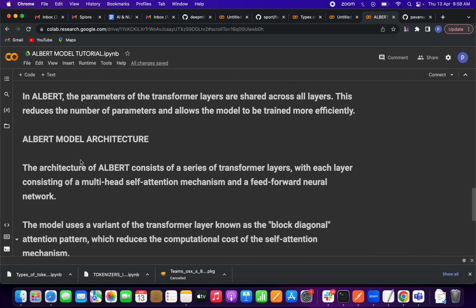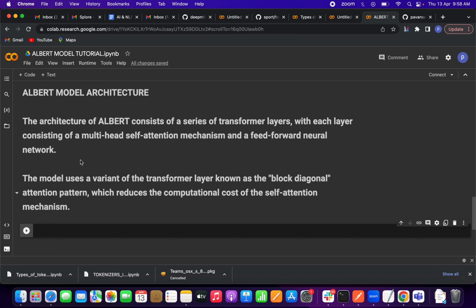Next, what is the model architecture? It is similar to the Bert model. It consists of transformer layers, multi-head attention, and feed-forward neural networks. All those things are there. But this Albert model uses a variant of the transformer layer, known as the block diagonal attention pattern, which reduces the computational cost of the self-attention mechanism.